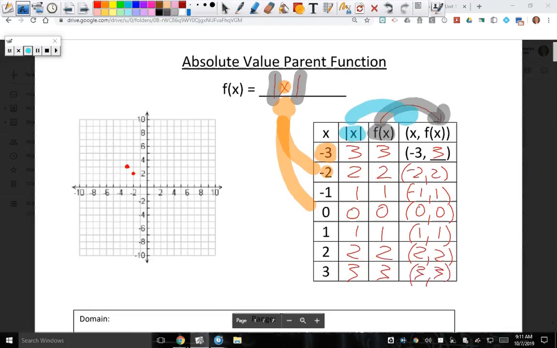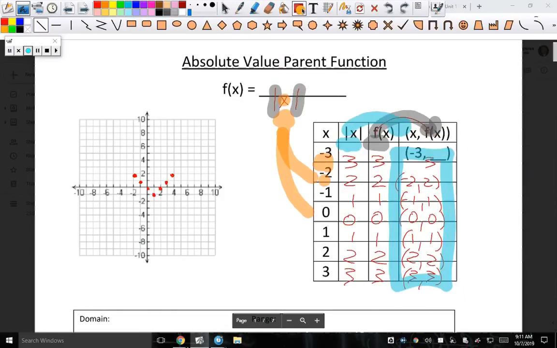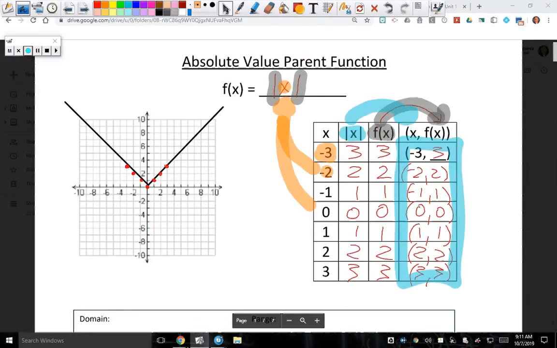So we go negative 1, 1. Then we'll go 0, 0. We'll go 1, 1, 2, 2, and 3, 3. Because we were graphing these points right here on the graph. And then from there, we're just going to piece them all together and see what kind of graph we see. And you see something that looks like that. Okay, so the absolute value graph, again, will look like this. Cool?